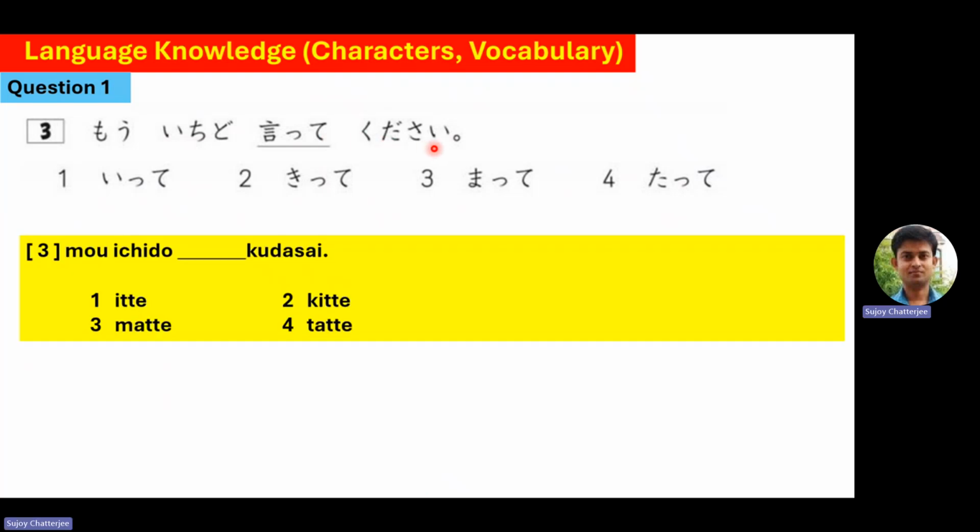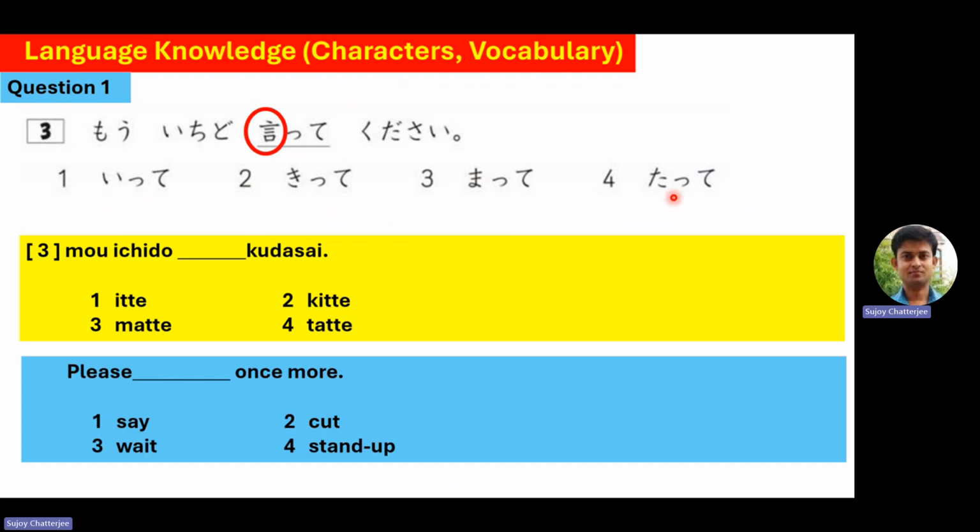So moichido dash kudasai. The options are itte kudasai, kitte kudasai, matte kudasai, and tatte kudasai. So again, you will have to know what all these mean. And then you have to replace this kanji with the correct word. So itte te is already given, so it will be just the first one. I, ki, ma, or ta.